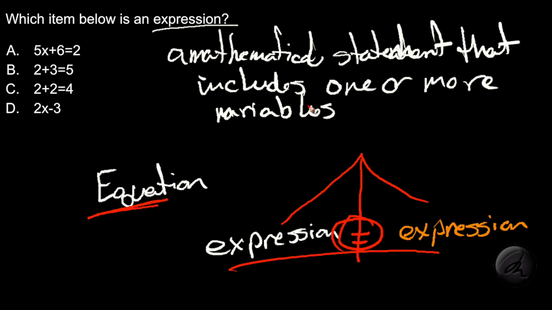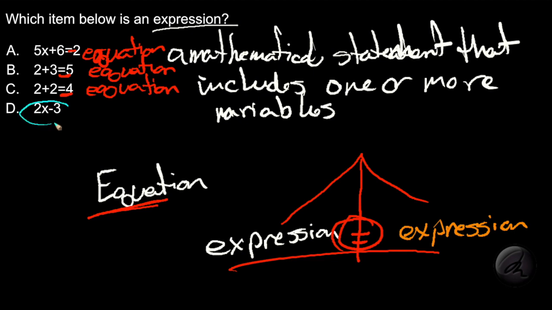So let's just look for equal signs. Oh, there's an equal sign on A, so that is an equation. B, there's another equal sign, that's an equation. C, that's an equation. D, I do not see an equal sign. That is an expression.